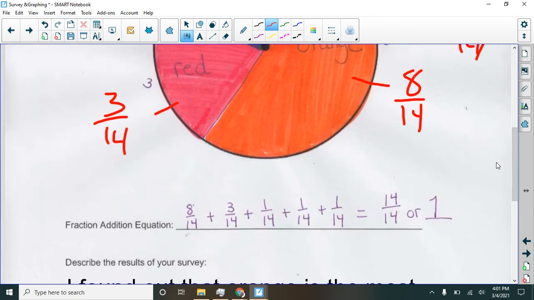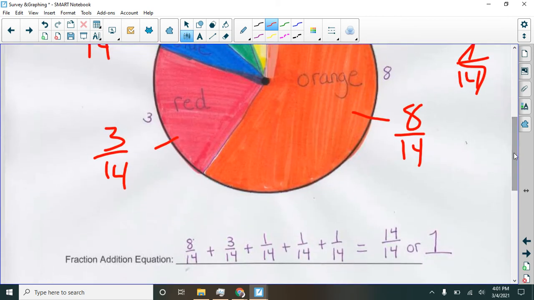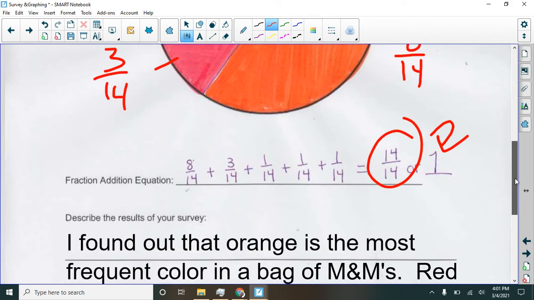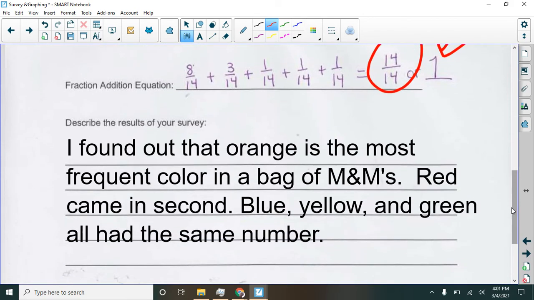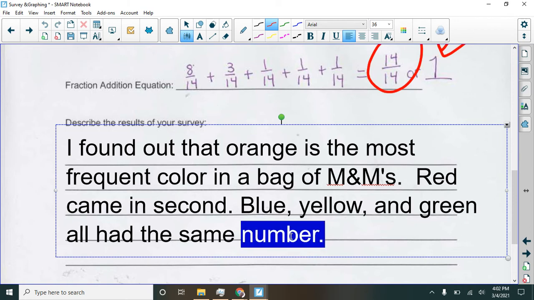Ooh, before we described our results, let's talk about the fraction addition equation. We've been adding fractions for a long time. 8/14 plus 3/14 plus 1/14 plus 1/14 plus 1/14 equals 14/14, which of course is the same as 1 whole. To describe our results, I found out that orange is the most frequent color in a bag of M&Ms, at least this one, right? Red came in second, blue, yellow, and green all had the same number, or perhaps a better word here would be fraction.